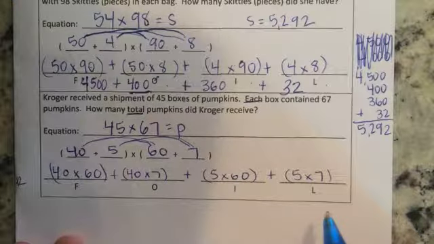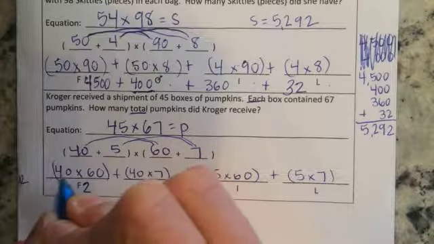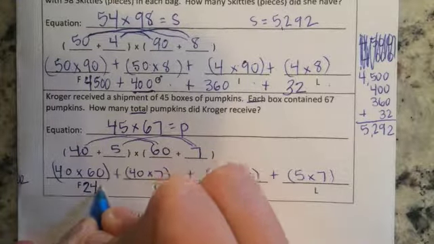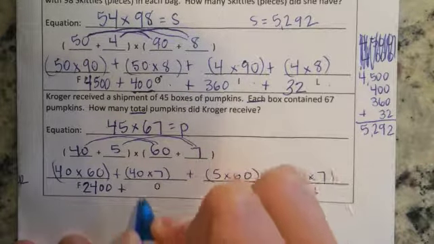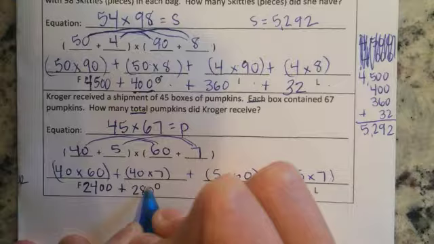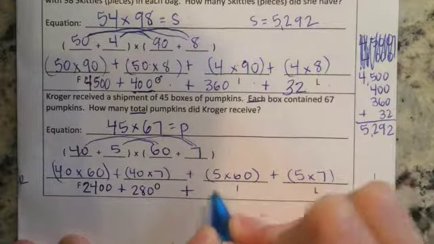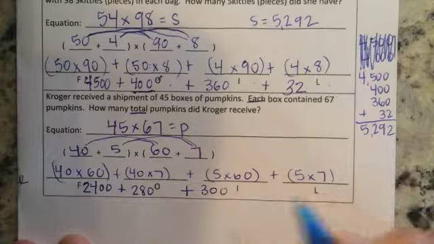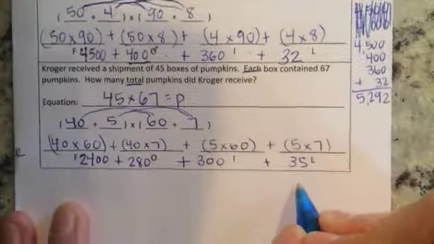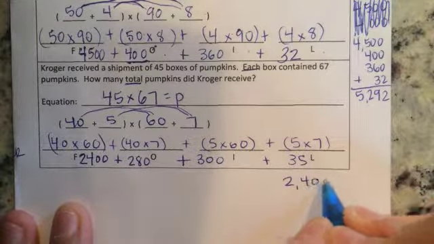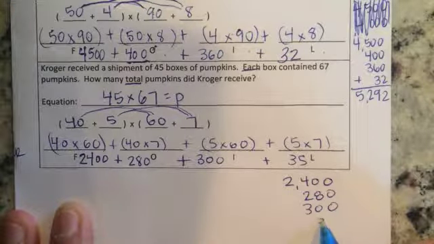Now, I'm going to go through and multiply these together. I want you to check to make sure you got them all correct in the area that we multiplied. So 40 times 60 is 24 plus 2 zeros, or 2,400, plus 40 times 7. 4 times 7 is 28, plus 1 0, 280, plus 5 times 60. 5 times 6 is 30. I'm going to add 1 0. Plus 5 times 7 is 35. So now I'm going to add these numbers together. 2,400 plus 280 plus 300 plus 35.